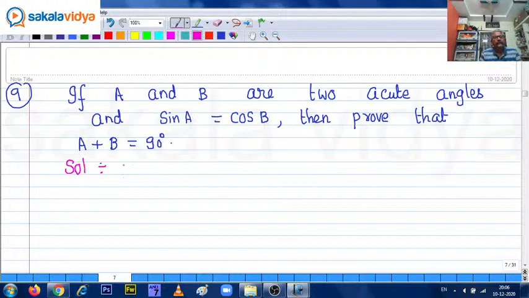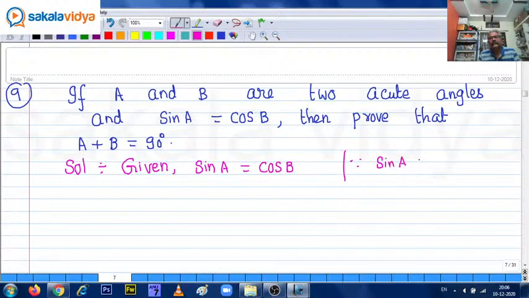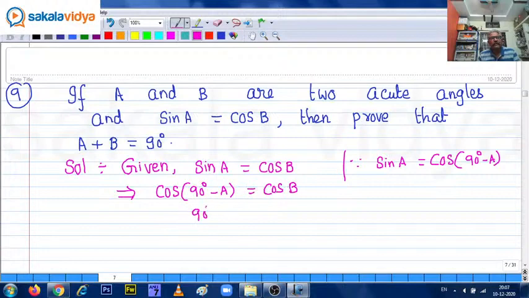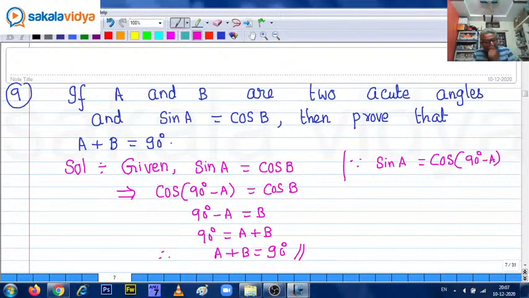Solution. Here given, sin A equals cos B. Now this sin A we can write as cos of 90 degrees minus A. So let us replace sin A with cos of 90 degrees minus A, equal to cos B. Comparing the angles on both sides, 90 degrees minus A equals B. Transposing minus A to this side, 90 degrees is equal to A plus B. Therefore A plus B equals 90 degrees, or A and B are complementary, we can also say.